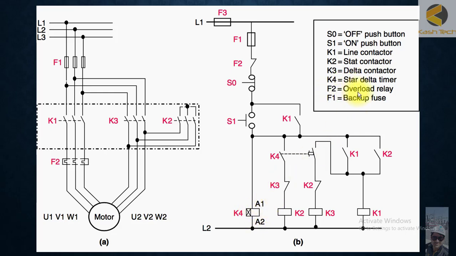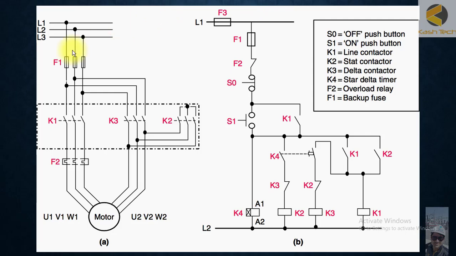Then we have F2, which is the overload relay. This is F2, a thermal overload relay, which is connected in series with the motor winding. If the motor is overloaded or heated up, this will cut off the supply of the motor. Then we have F1. F1 is basically the backup switch. It's installed here. So if there is a short circuit anywhere, this fuse will blow up, and it will save the motor from any damage. And this is basically the diagram. So let's start now with how it's working.